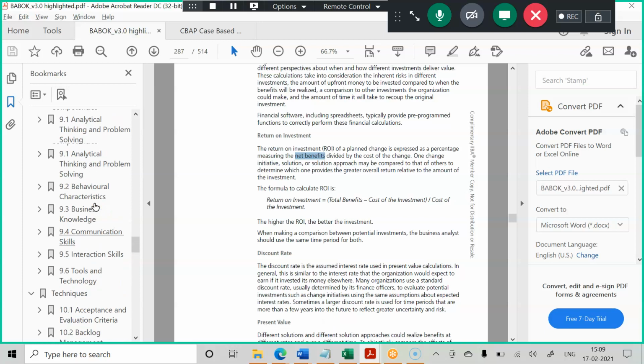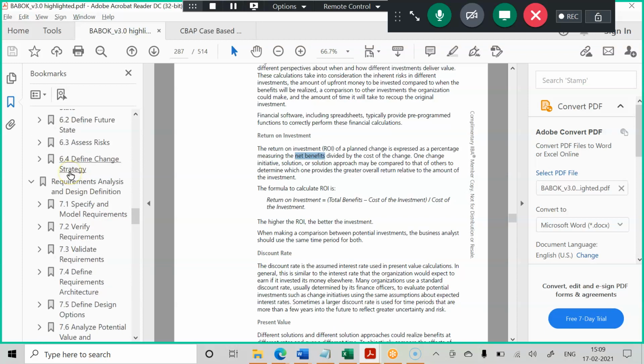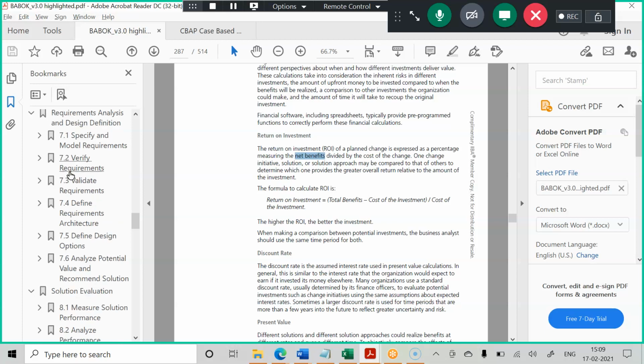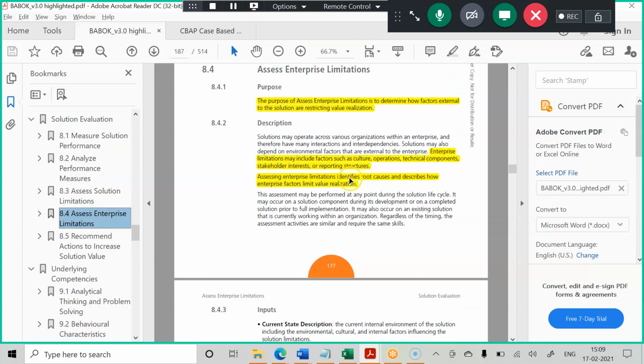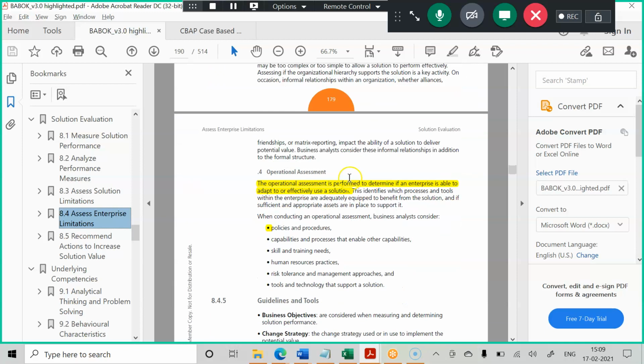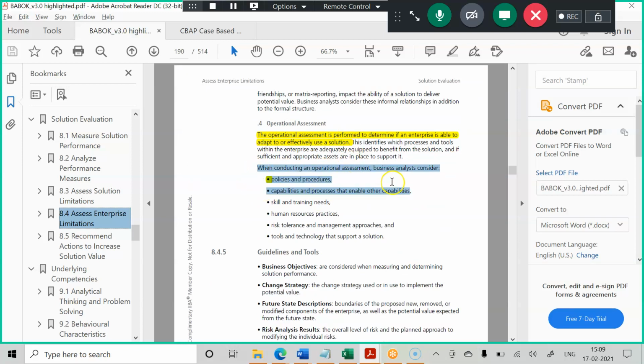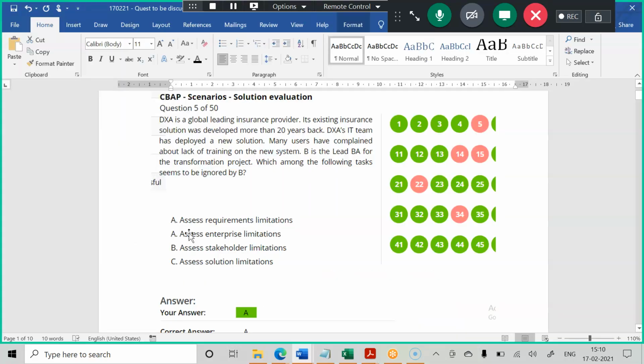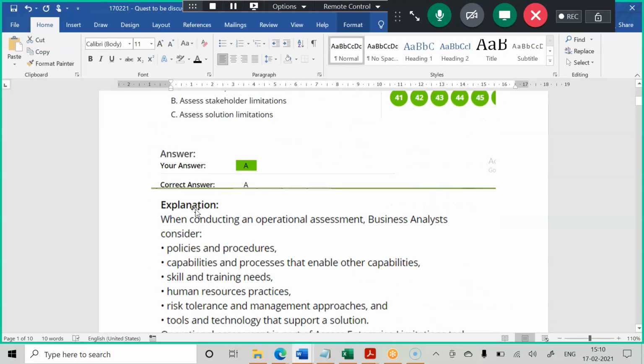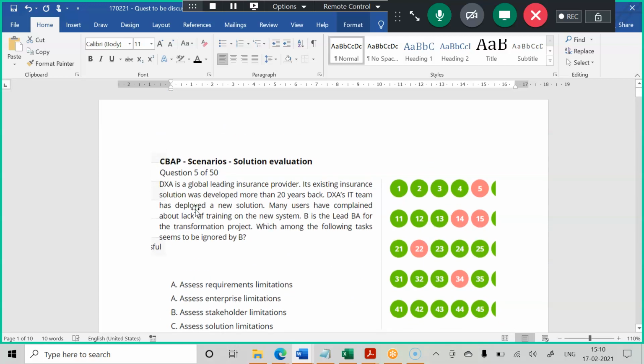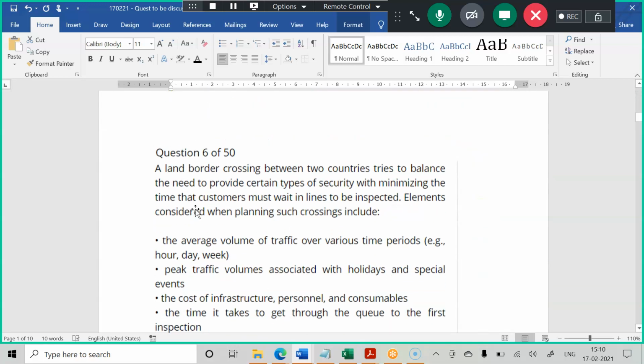When you see lack of training and things like that, it is nothing but operational assessment, which comes under assess enterprise limitations. When conducting an operational assessment, business analysts consider policies, capabilities and processes, skill and training needs, human resource practices, risk tolerance, and tools and technology. So this comes under assess enterprise limitations. So that answer is right, Sujit. We will update that.